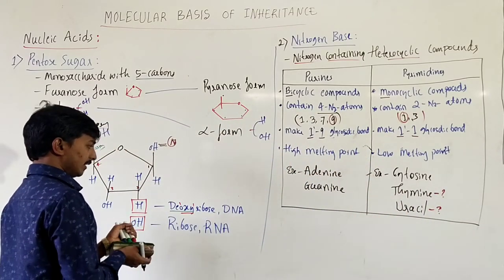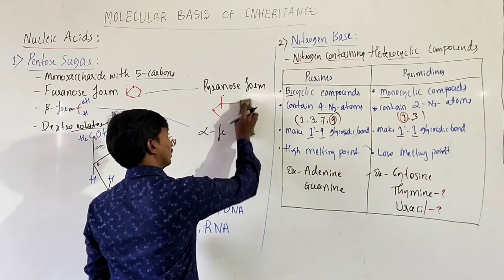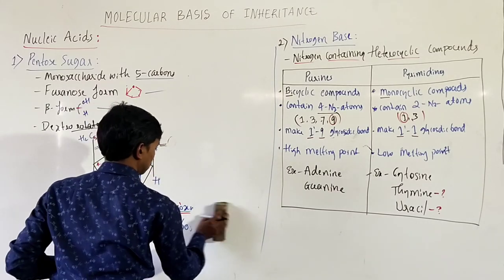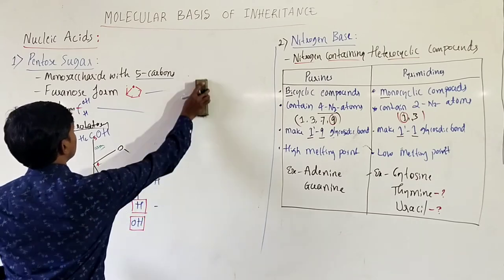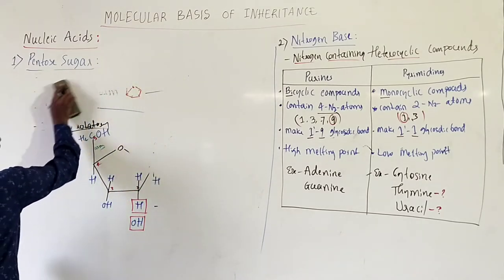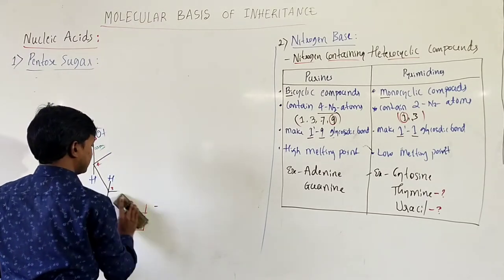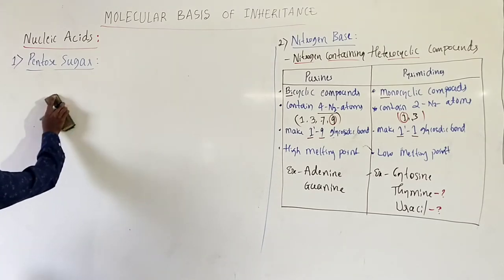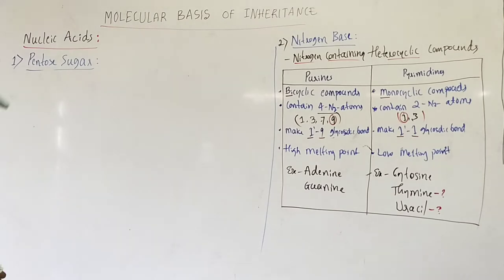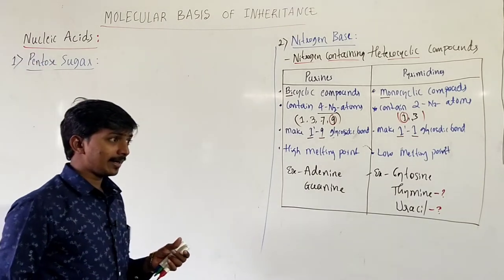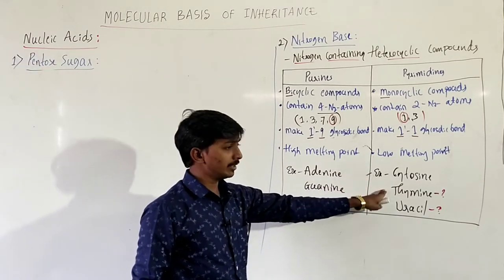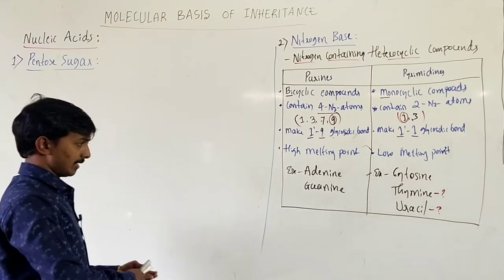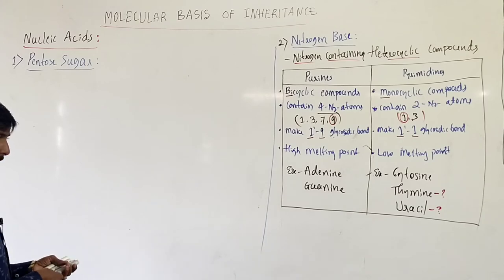Earlier we said that there are two types of nucleic acids. The first nucleic acid is DNA. The second nucleic acid is RNA. So DNA has different pyrimidines, RNA has different pyrimidines.